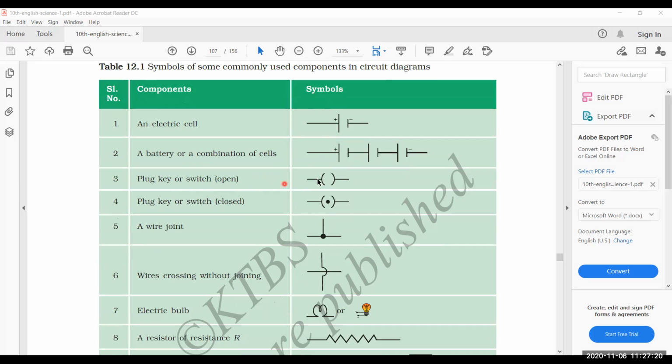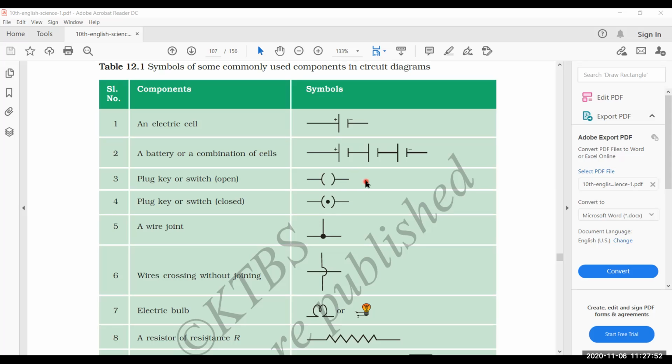Then this one is a plug key. The switch is open. Open means, is the current flowing or not? Does current flow in an open circuit? No, sir. Open means it is detached from each other. It is not continuous. So it's not a closed circuit, it is an open circuit. When it is a closed circuit, the current is moving.